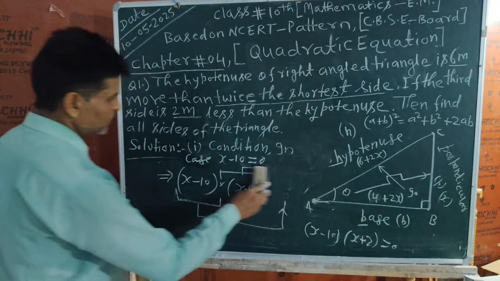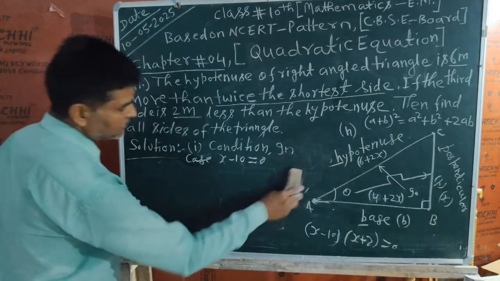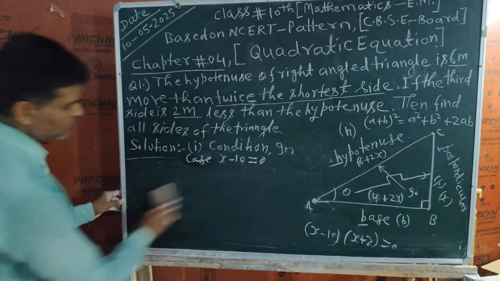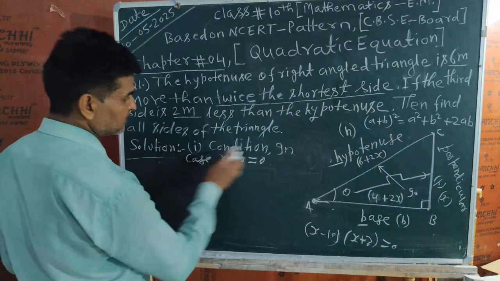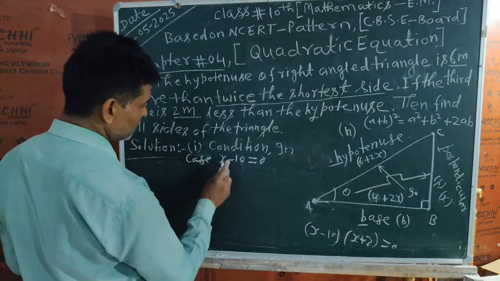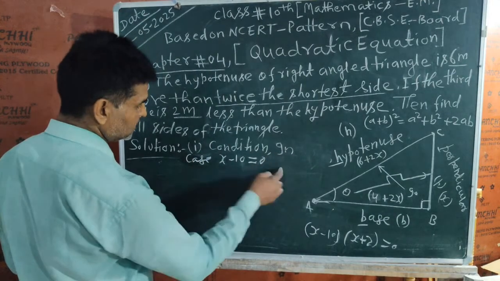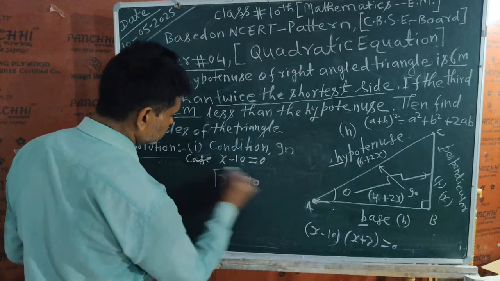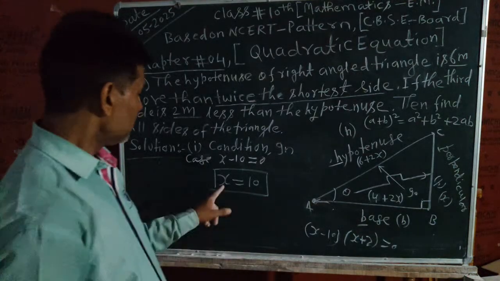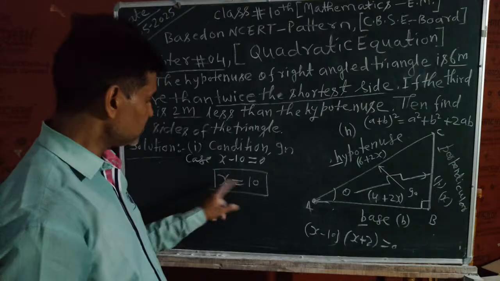Because I want to solve this, and there is no space here, I have to erase this one, and here the information I have written. In condition number 1, I have to write x minus 10 which is equal to 0. So I will say x is equal to 10. So I have got one value, x is equal to 10.